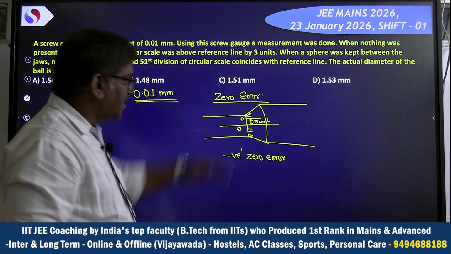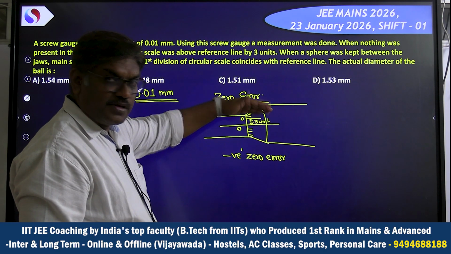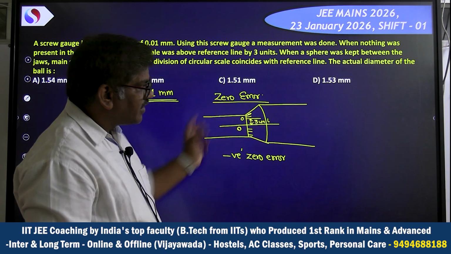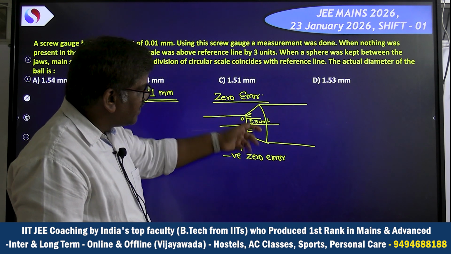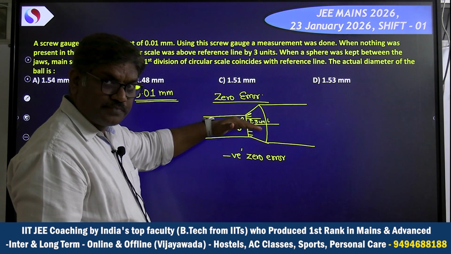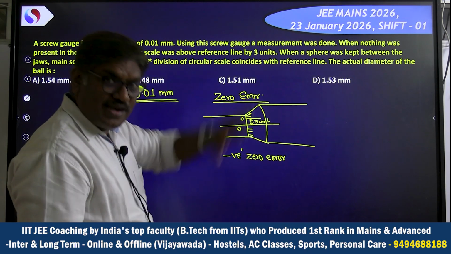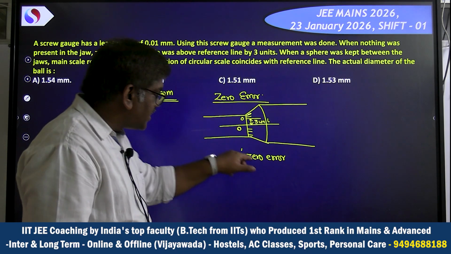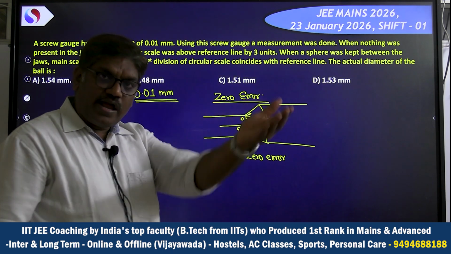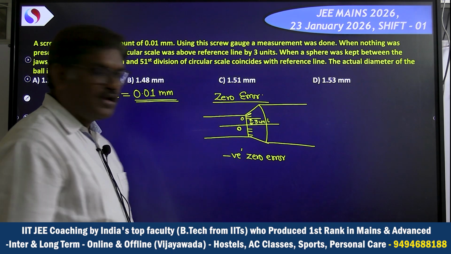Okay, I will explain again. Since this 3 unit is above, when something is put between the jaws and the reading comes, first the 0 will be coinciding, then it takes the reading. That means the measurement reading will be less than the actual. So it is a negative 0 error. That's why we have to add it later on.